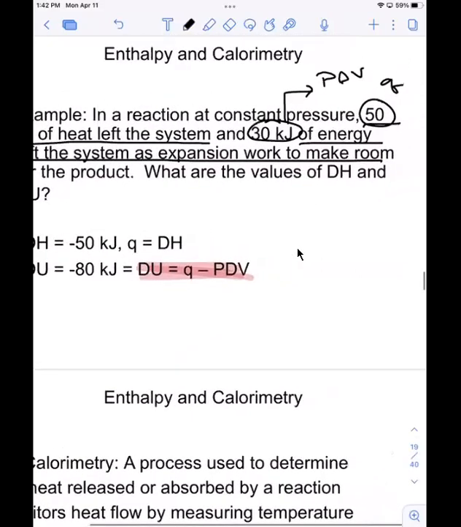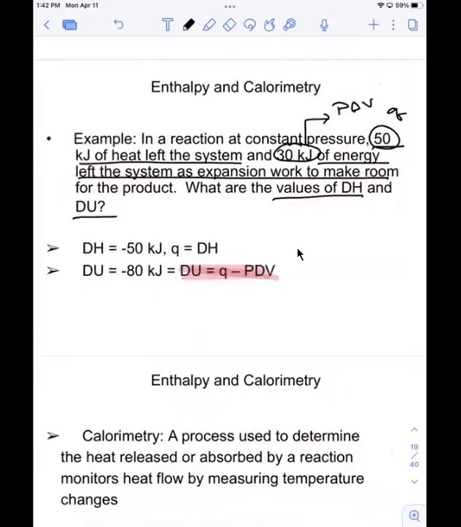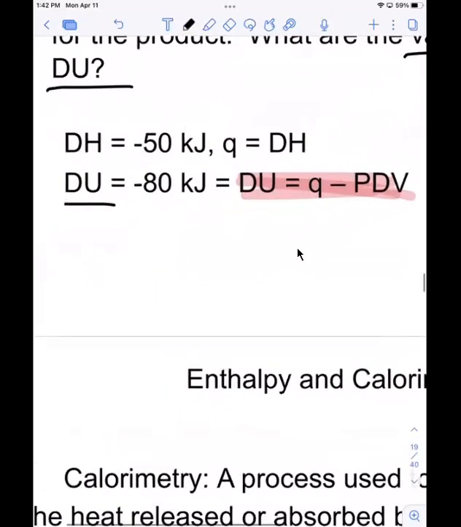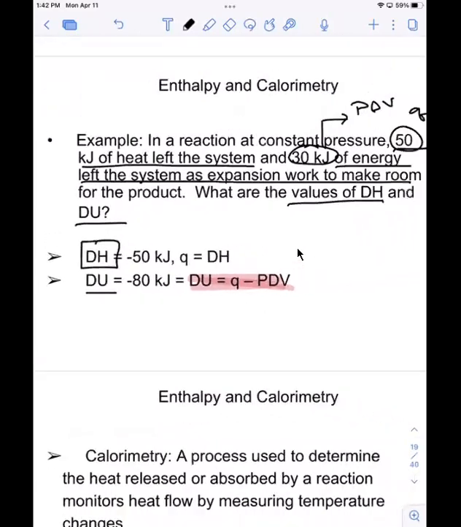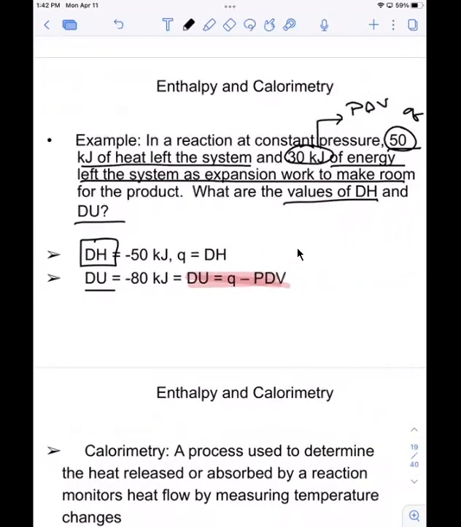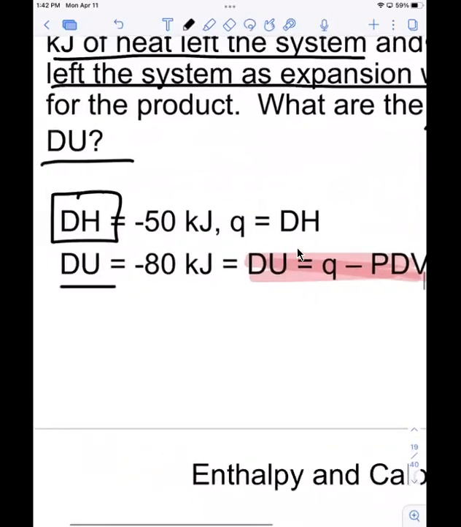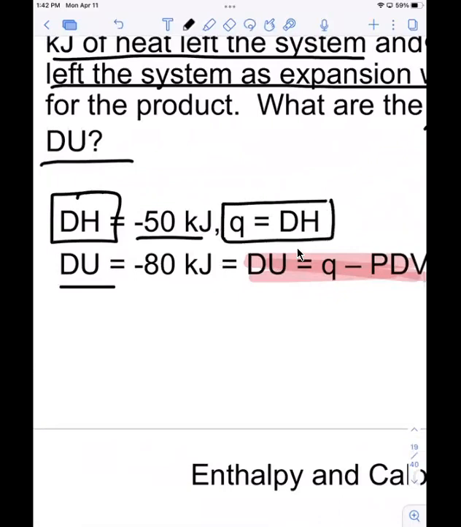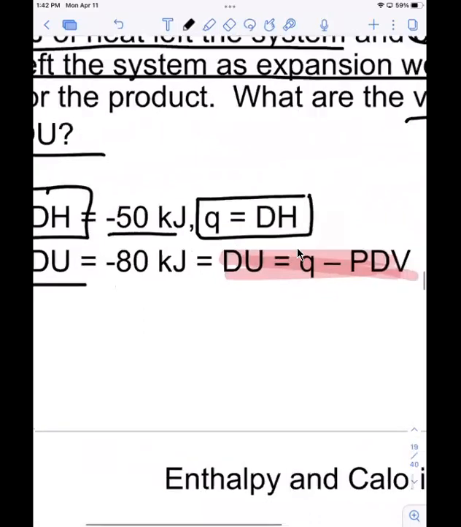And it says, what are the values of delta H and delta U? Well, we can figure out delta U without a problem. And we can figure out delta H without a problem because the heat that leaves the system is 50 kilojoules. So it lost 50 kilojoules of heat. And so we could say that delta H is that, because Q and delta H are the same. And then for delta U, we can calculate that.